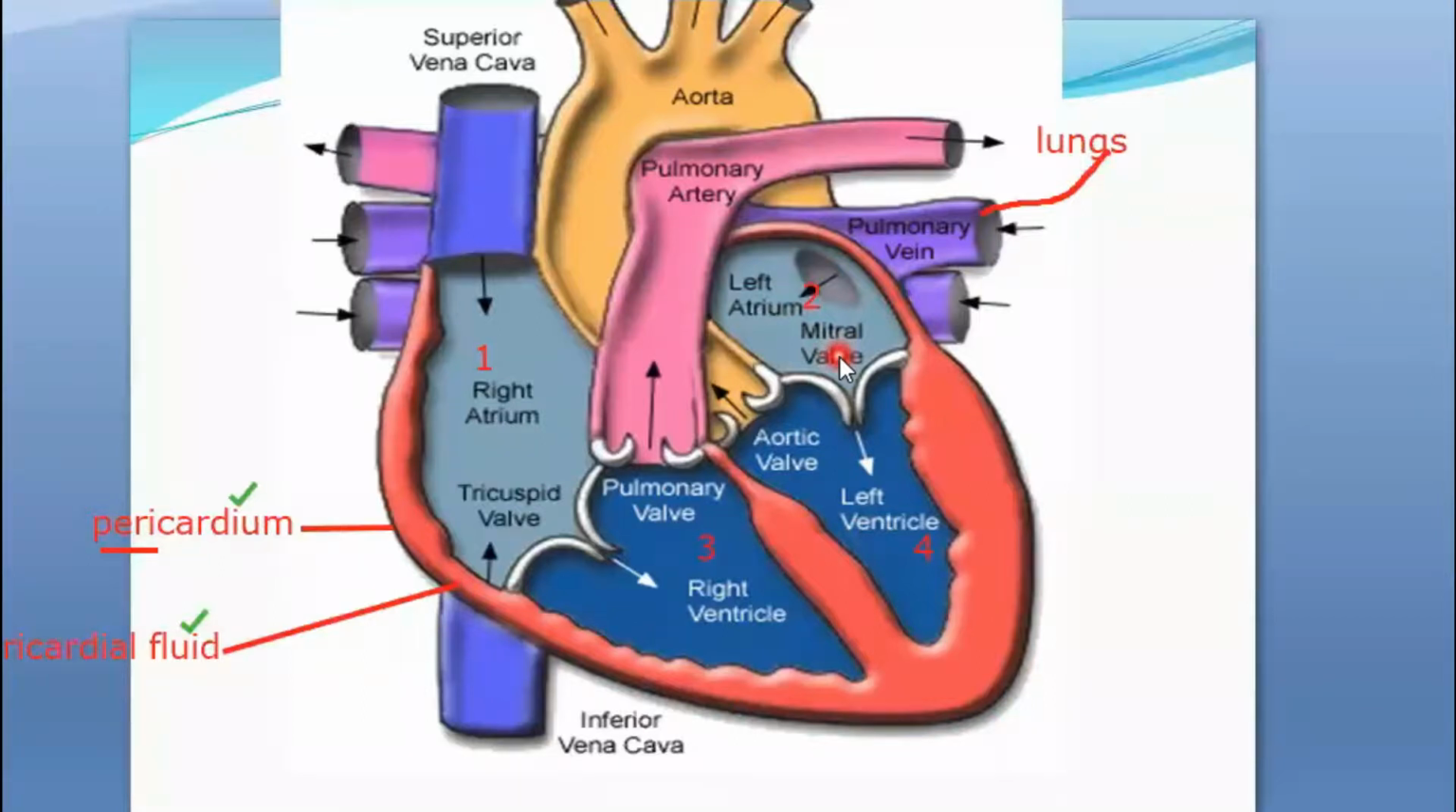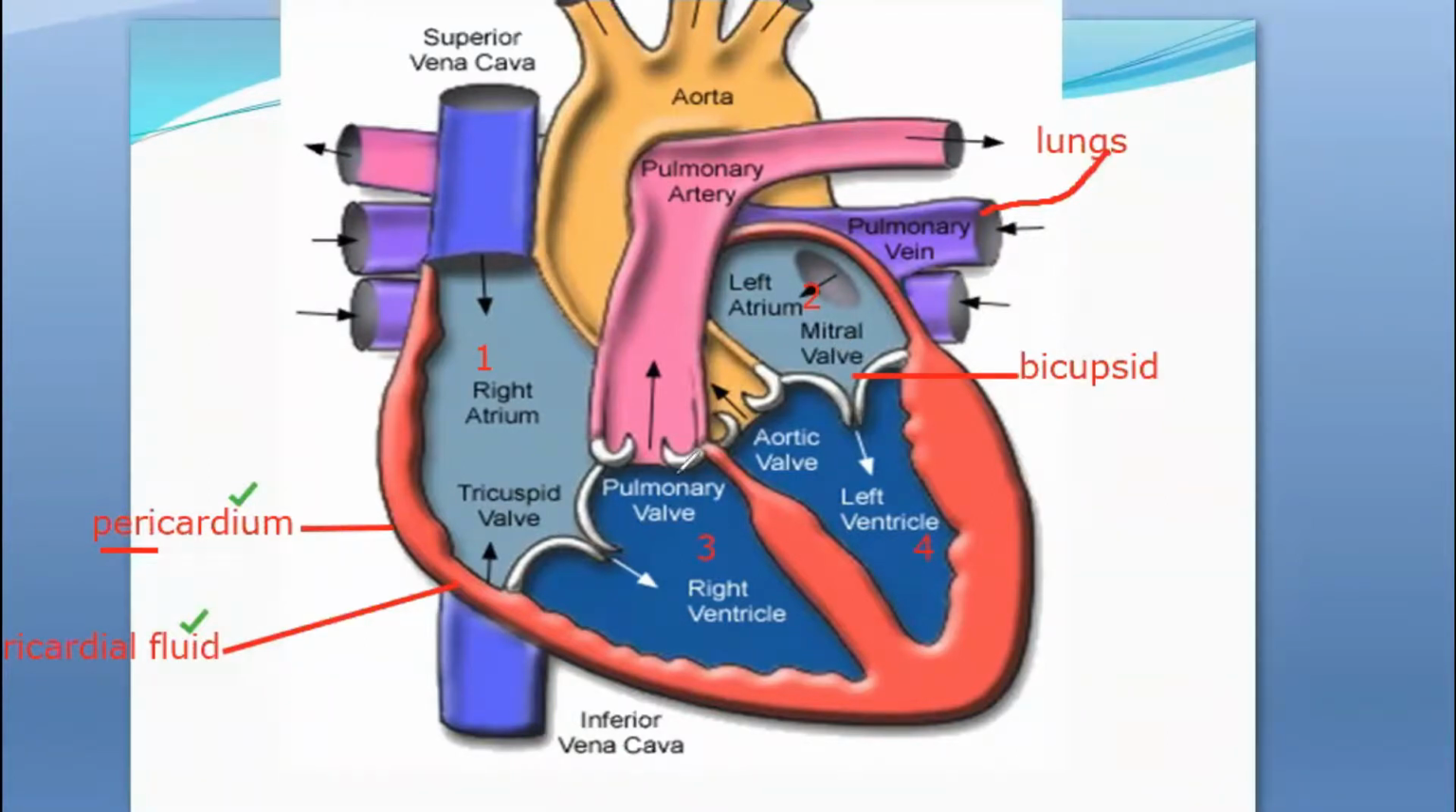So that is the labeling here. Mitral valve. Actually, its name is bicuspid valve. Bicuspid valve is present in between left atrium and left ventricle. Okay, so that there is no backward flow. Once it closes, there is no backward flow of blood. So these are the two valves which are present in between the atrium as well as the ventricle.